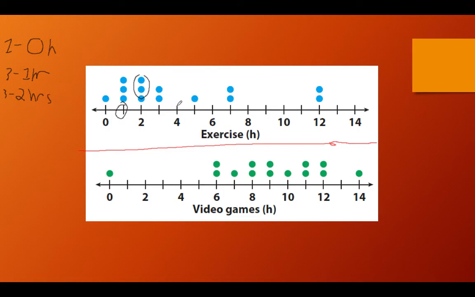So right here, if we look at 4, skipping 3 right here, 0 people exercise 4 hours a day. 1 exercises 5, 0 for 6, 2 for 7, 0 for 8, 0 for 9, 0 for 10, 0 for 11, and then there's 2 that exercise for 12 hours a day. So there's no dots there. There's 0 dots, so that means 0.